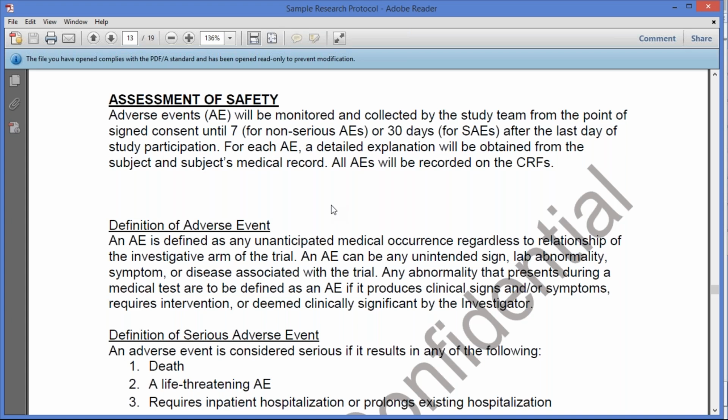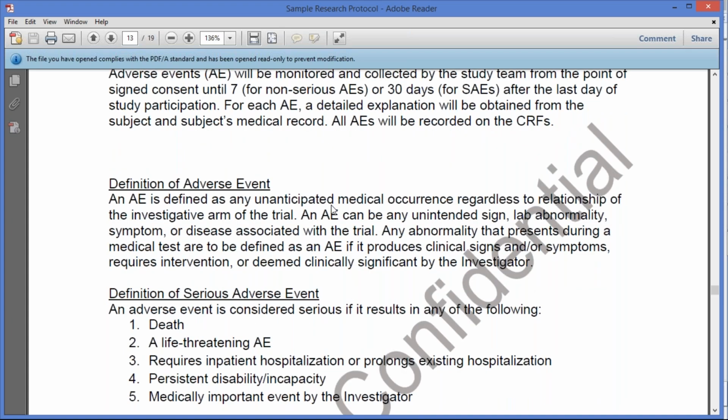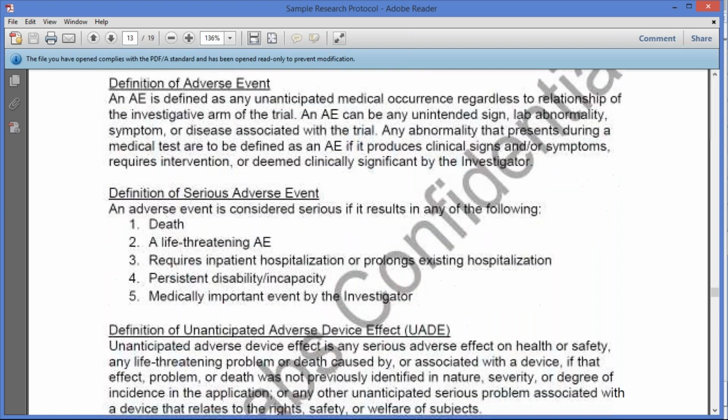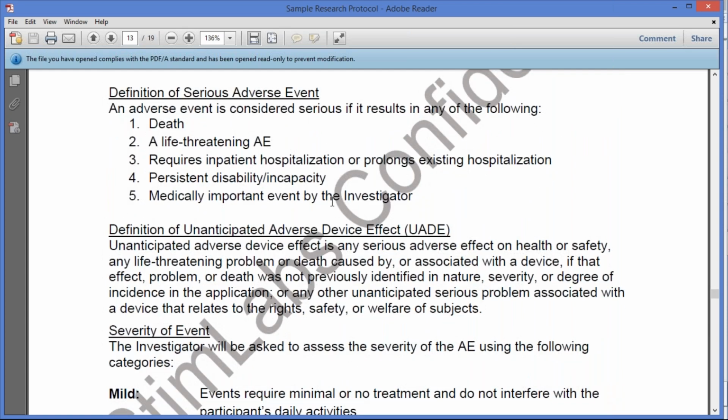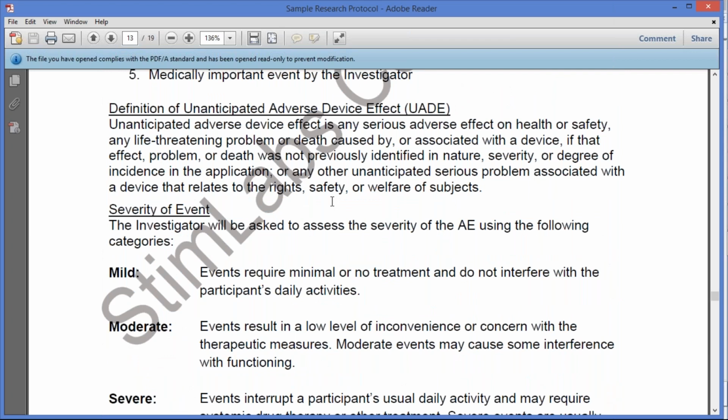For adverse effect, detailed explanation will be obtained from the subject. So you know what is adverse effect: unwanted, unintended, untoward medical occurrence. So you know when can we call it as serious, right? When it is fatal, life-threatening, hospitalization, permanent disability. Definition of all the serious adverse events and definition of unanticipated event, unexpected event.